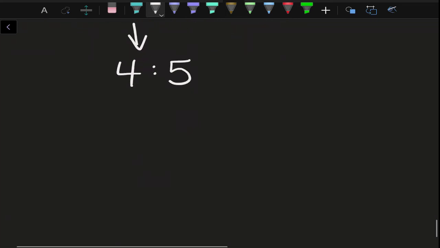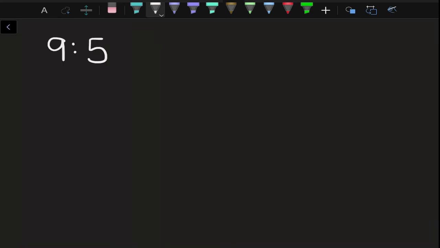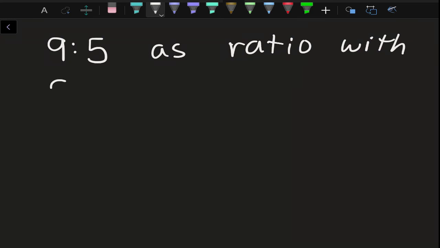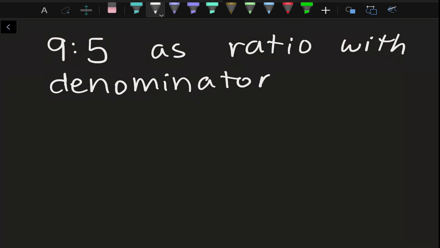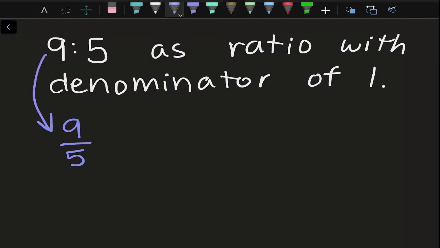Okay, our last example here, we're going to express the ratio of 9 to 5 as a ratio with the denominator of 1. Okay, so I have 9 to 5, or 9 over 5 as I can write it. And that is equal to something over 1.